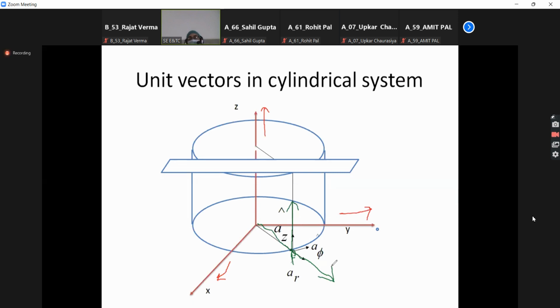will be A bar R. Okay, and this plane that I am showing now is the phi is equal to constant plane. This is the phi is equal to constant plane. So in which direction will this plane increase? It will increase in this direction.